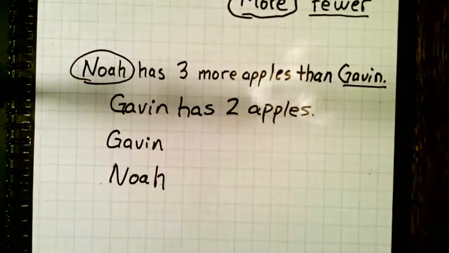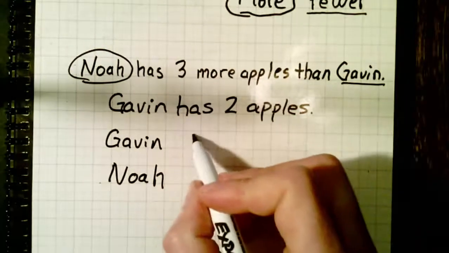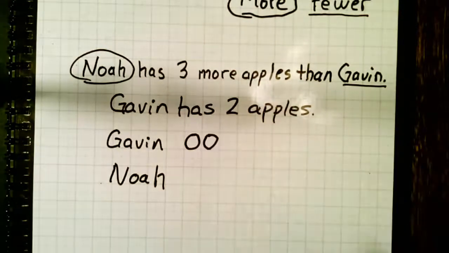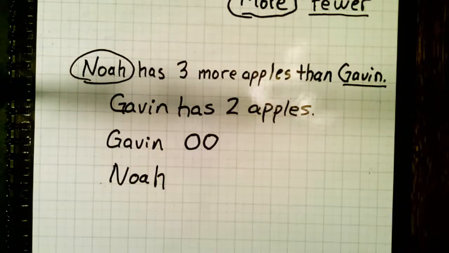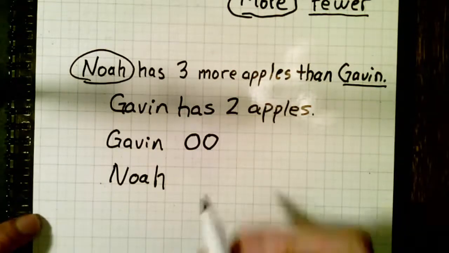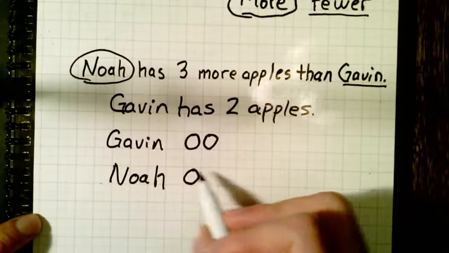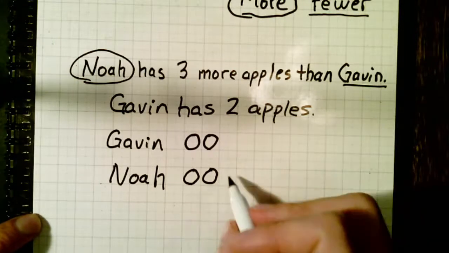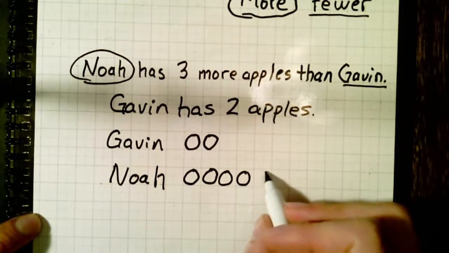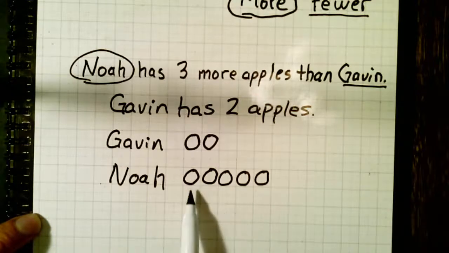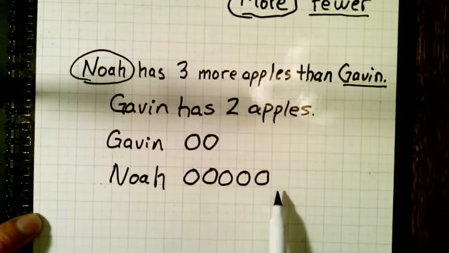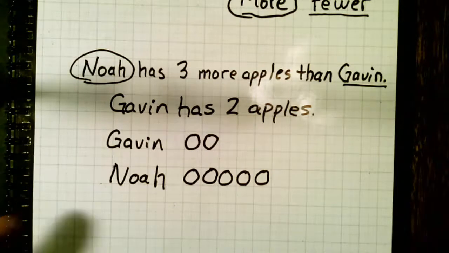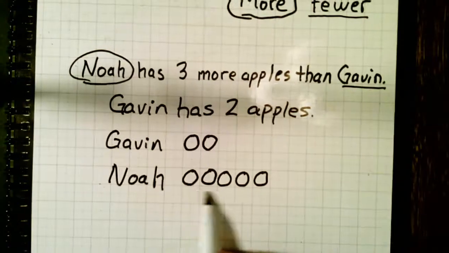Right, our learning target is that we can use pictures to help us solve word problems. We know how many apples Gavin has. He has 2. 1, 2. Noah, don't know how many he has. But I do know that if we put Gavin's apples here, and we put 3 more, that will be how many apples Noah has. 2 plus 3 more. Okay, so I guess that Noah has 5 apples.